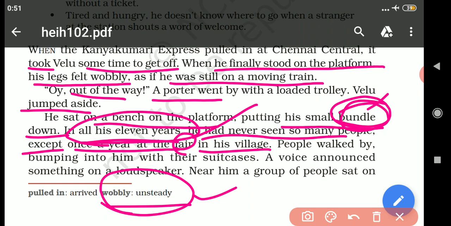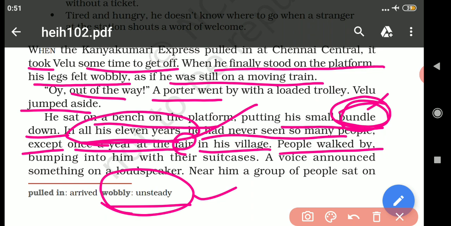In that fair he finds such a huge crowd coming and enjoying the mela. Okay, and he had never been to any big city before, and this is the first time he visited, and he came and landed in Chennai, and he found millions of people on the platform. People walked by, bumping into him with their suitcases, right? A voice announced something on a loudspeaker.